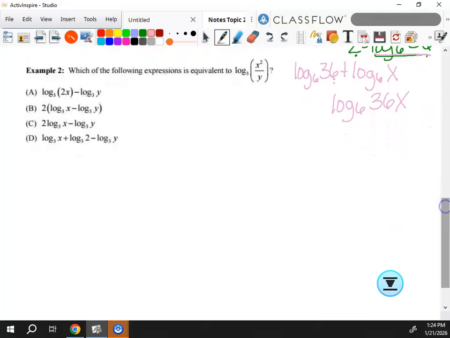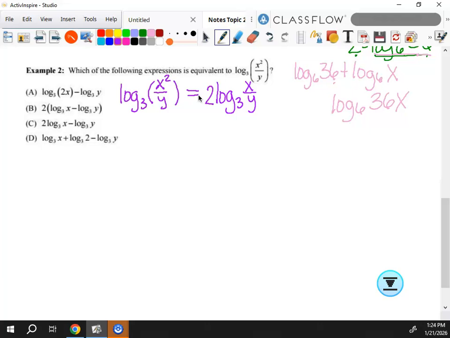Before we worry about what it is, let's just look at this. It says, which of the following expressions is equivalent to this? Before I even look at my answer choices, I'm going to rewrite it: log base 3 of x squared over y. Now we know we have an exponent rule, right? So that 2 could come out front. So if I have 2 times log base 3 of x over y, are these equivalent?